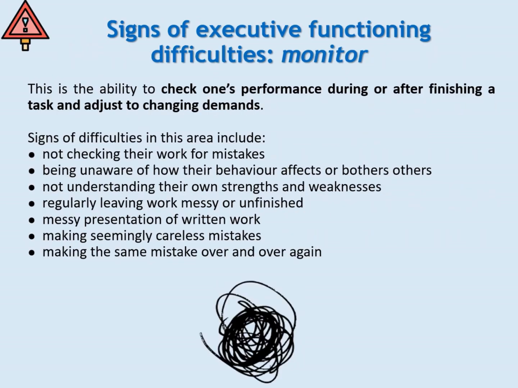Signs of executive functioning difficulties: monitor. This is the ability to check one's performance during or after finishing a task, and to adjust to changing demands. Signs of difficulties in this area include not checking their work for mistakes, being unaware of how their behavior affects or bothers others, not understanding their own strengths and weaknesses, regularly leaving work messy or unfinished, messy presentation of written work, making seemingly careless mistakes, and making the same mistake over and over again.